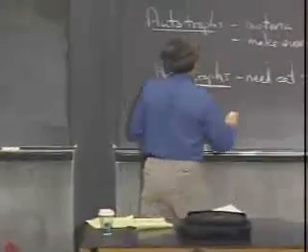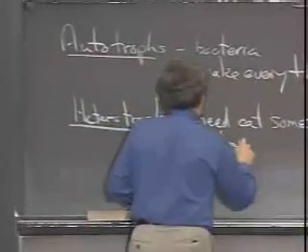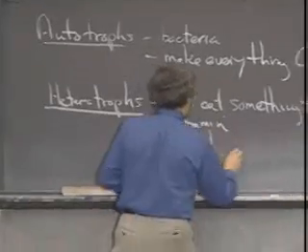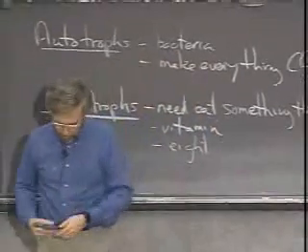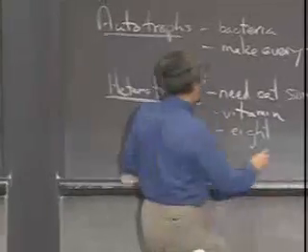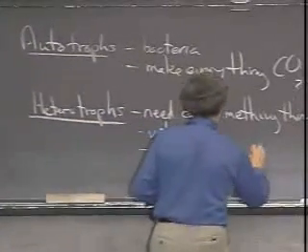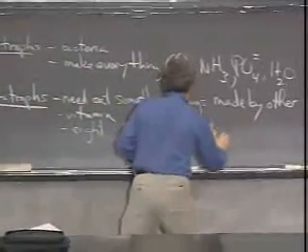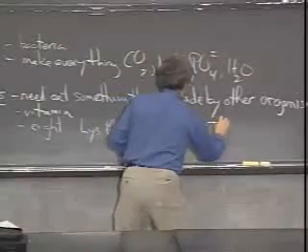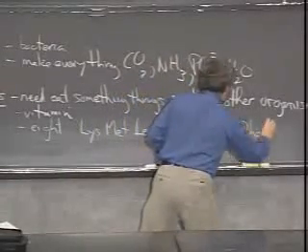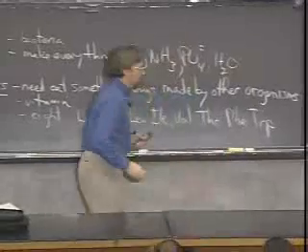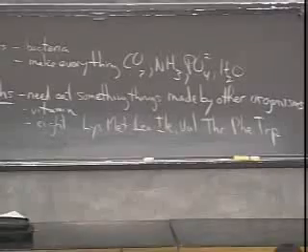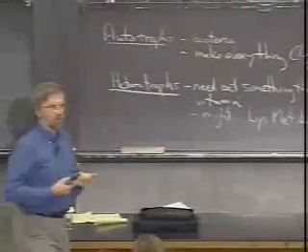The other thing that we can't make: we can make some of our 20 amino acids, but there are 8 amino acids that we can't make. Lysine, methionine, leucine, isoleucine, valine, threonine, phenylalanine, and tryptophan.